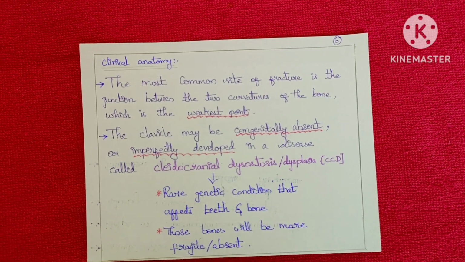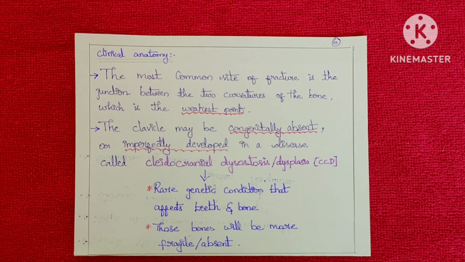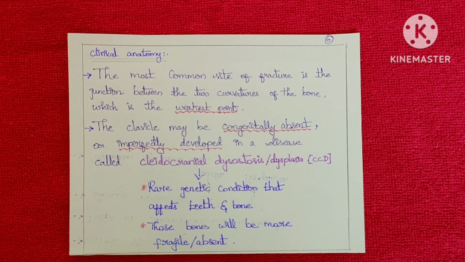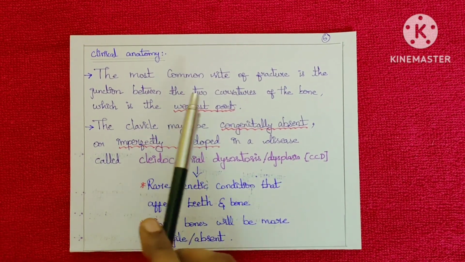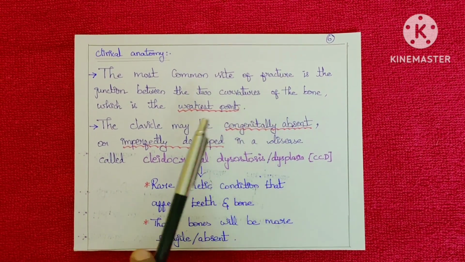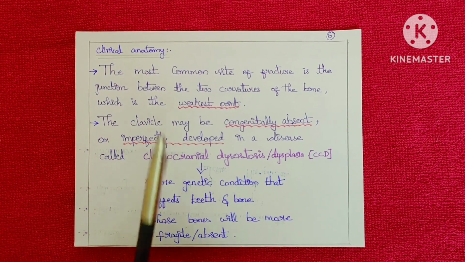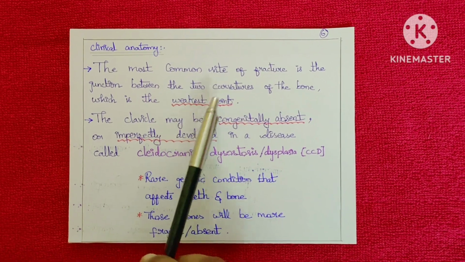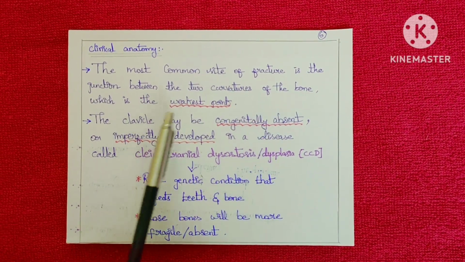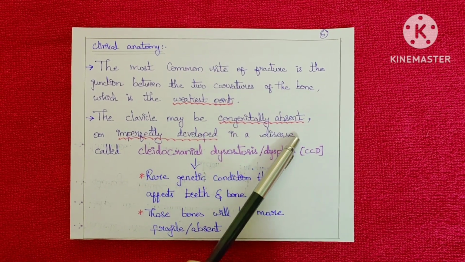So now we are seeing the clinical anatomy. இப்போ clinical anatomy பார்த்தோன்னா the clavicle பொறுத்த வரைக்கும் the major site of fracture or common site of fracture ன்னு பார்த்தோன்னா it is the junction between the two curvatures of the bone, which is the weakest point. அந்த shaft region கூட நம்ம சொல்லலாம். So the most common site of fracture is the junction between the two curvatures of the bone, which is the weakest point. The clavicle may be congenitally absent.